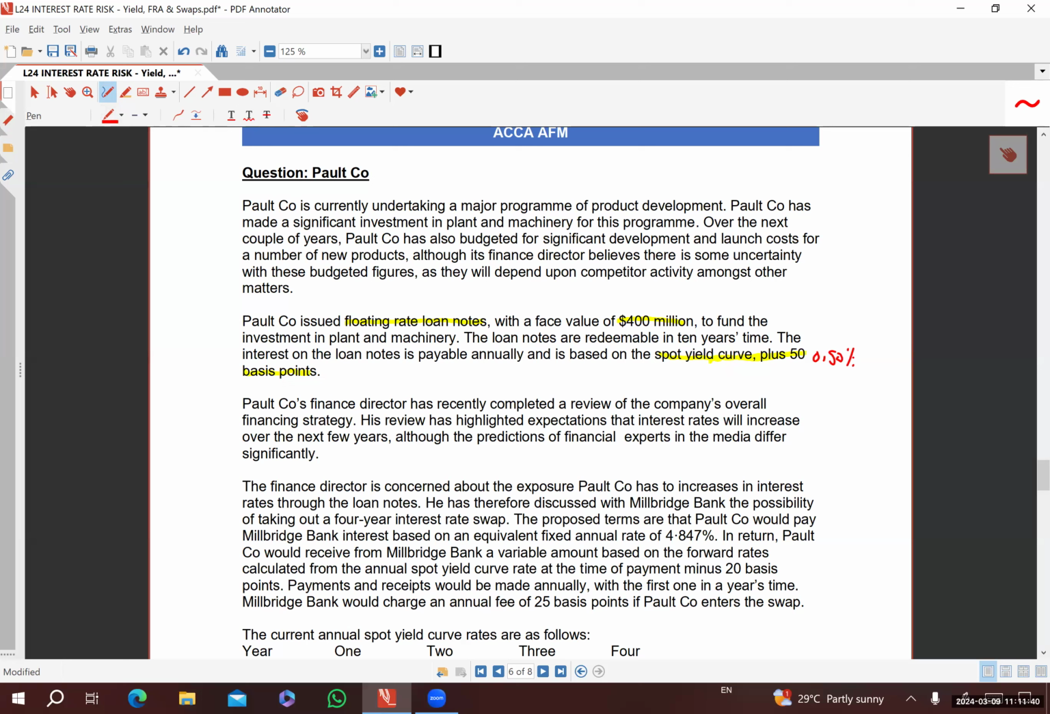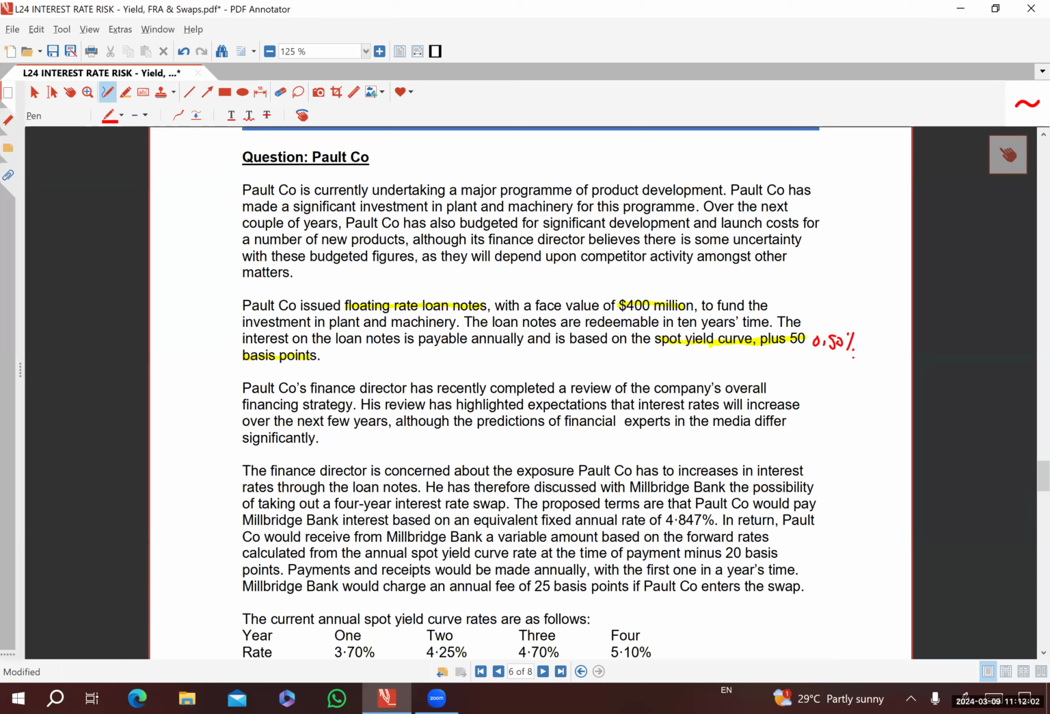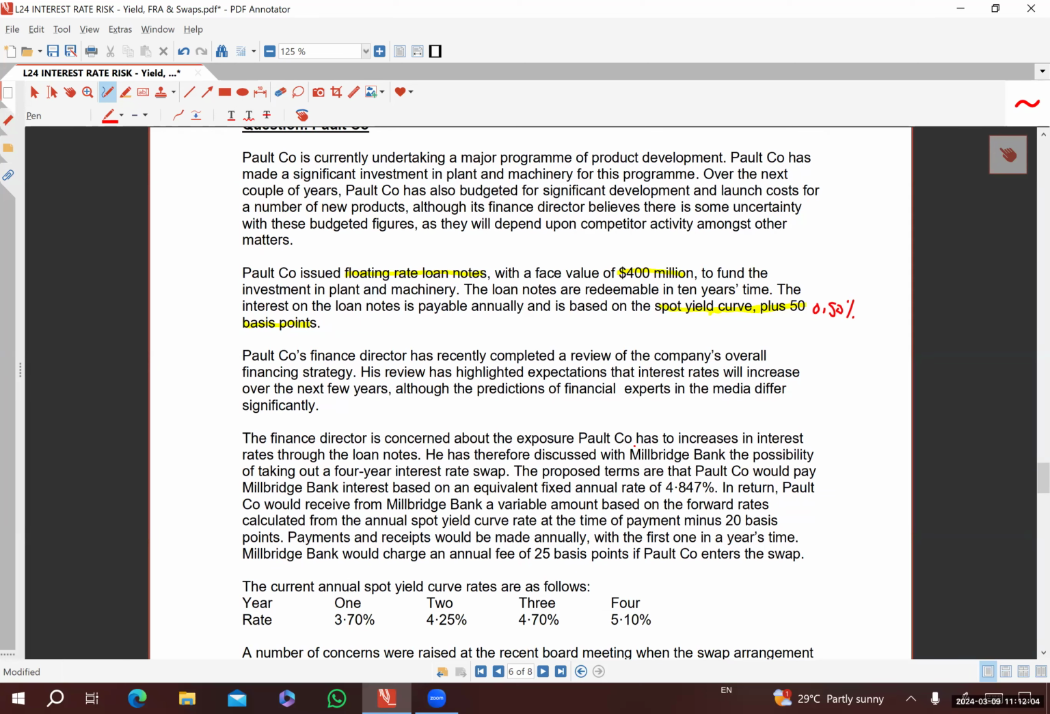Pork Finance Director has recently completed a review of the company financing strategies. His review highlighted expectation that interest rate will increase over the next few years, although the prediction from the media differs significantly. So if you think interest rate will increase, you will prefer to fix your rate. The finance director is concerned about exposure Pork has to increase in interest rate through the loan notes. He therefore discussed with Malbridge Bank the possibility of taking out a 4-year interest rate swap.